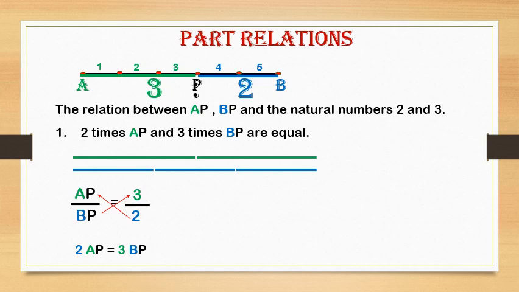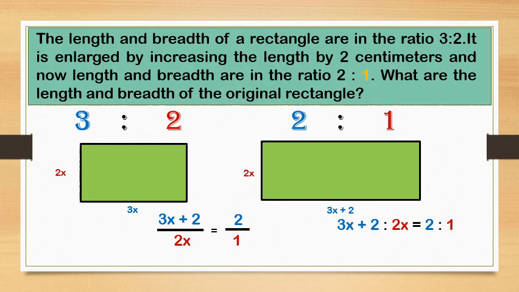Or we can write it in the form of ratio also. That is AP is to BP equal to 3:2. Then what we can do? Multiply the two end terms, that is 2 into AP, and then multiply the two middle terms, that is 3 into BP. We get 2AP equal to 3BP. In such a way we can do these quantities.